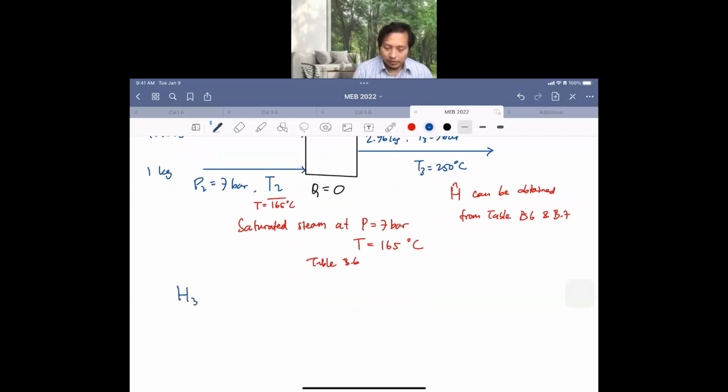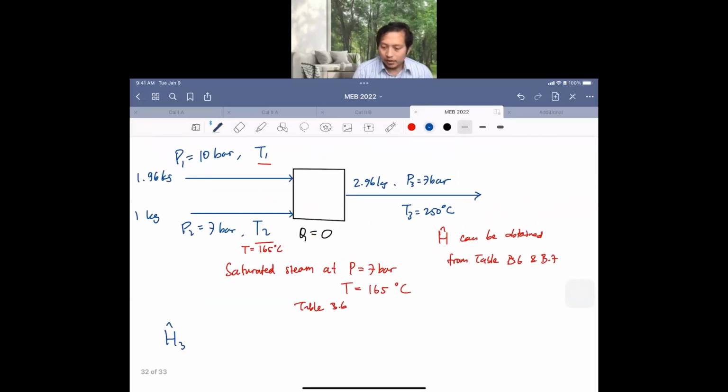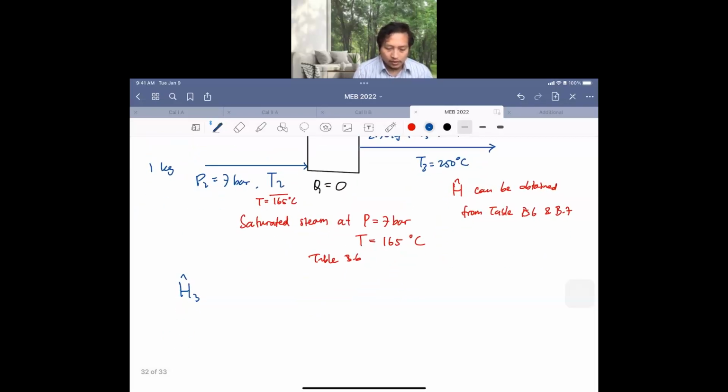Now the enthalpy from the third product, the output, we get the enthalpy for the steam, the vapor, when P is 7 bar and T is 250 degrees Celsius. You can check the table. This will be equal to 2954 kilojoule per kilogram. This is from table B7.